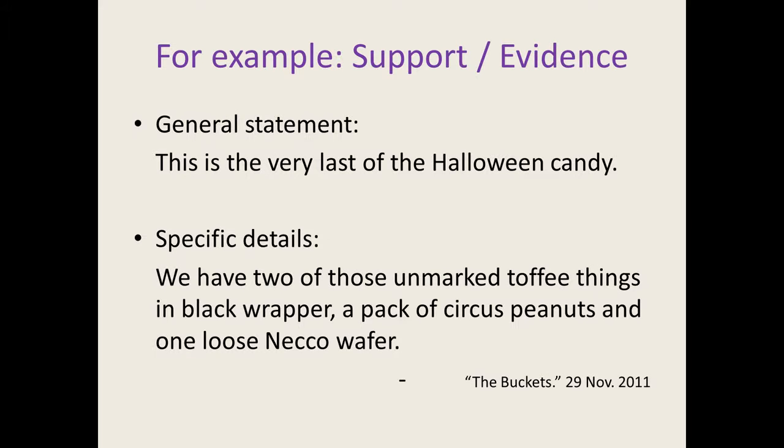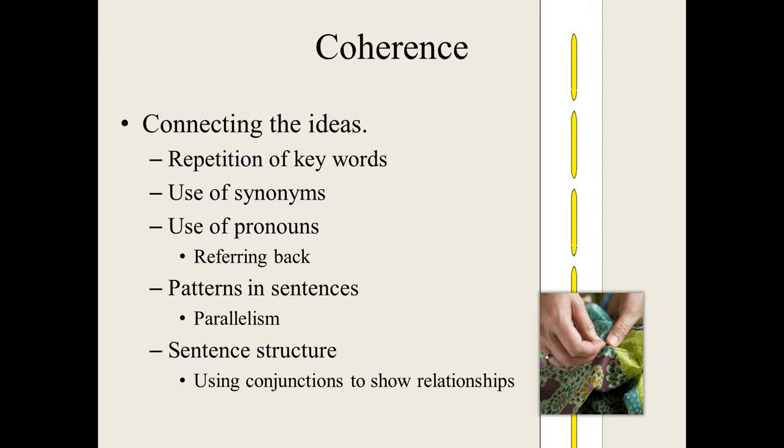If we have the general statement, this is the very last of the Halloween candy, that's sort of an abstract idea. But then we help the reader see what that looks like. We have 2 of those unmarked toffee things in black wrapper, a pair of circus peanuts, and 1 loose Necco wafer. By using specific details, we get to see particularly what the writer is saying. We show the reader. The next thing that we include is coherence.